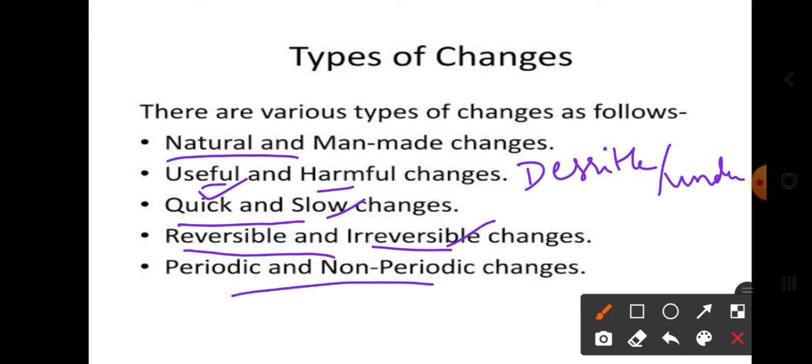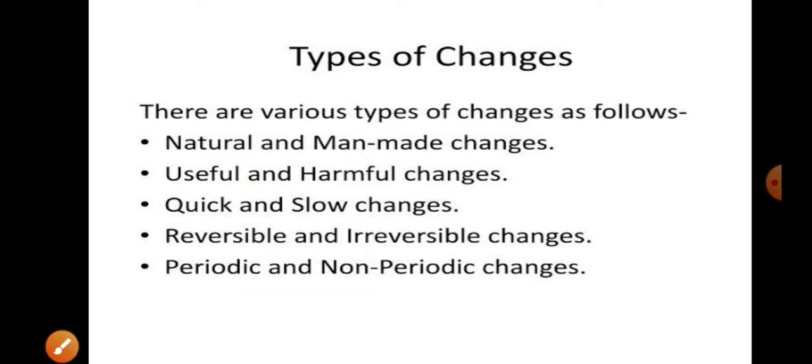Another category is periodic and non-periodic change. If the time period between two successive changes is always the same, we call it a periodic change. If the time period is not maintained the same, we call it a non-periodic change. In today's class we are going to learn about these desirable and non-desirable changes, fast and slow changes, periodic and non-periodic, reversible and irreversible changes.